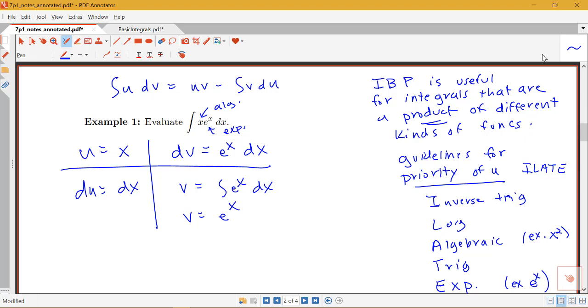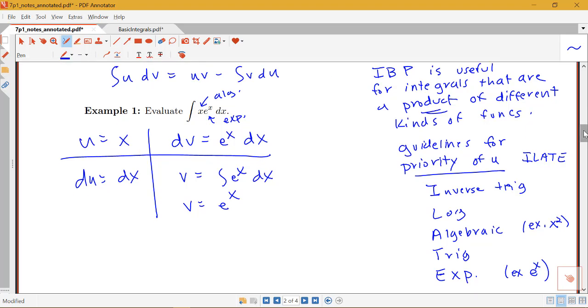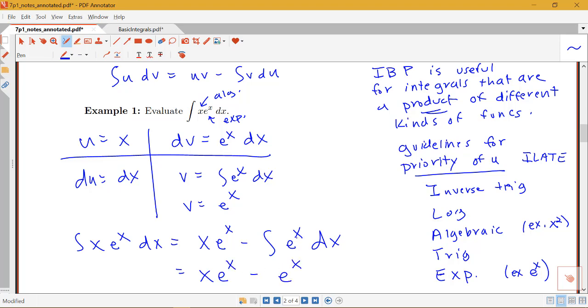So now with these different pieces, I can apply my integration by parts formula. So I can say that the integral of x e to the x dx is equal to u times v, so where u is x and v is e to the x, so that's x e to the x, minus the integral of v, which is e to the x, times du, which is dx. And now we have a much simpler integral to deal with, so I have x e to the x minus e to the x, as the integral of e to the x is e to the x, and then plus c. So that would be our final answer for that particular example.